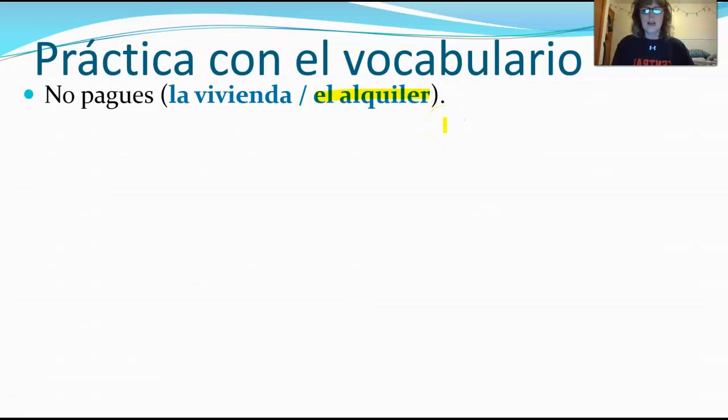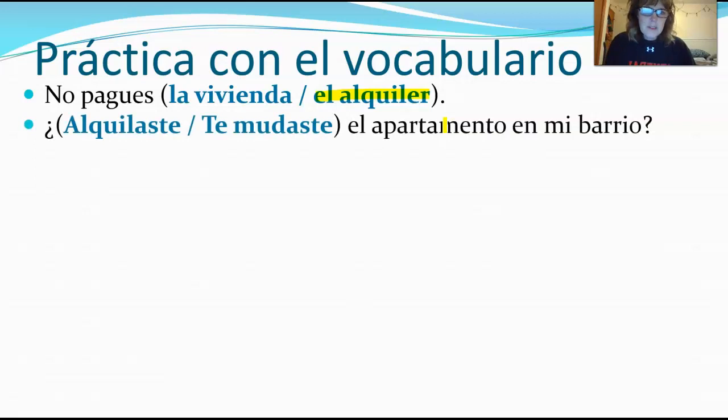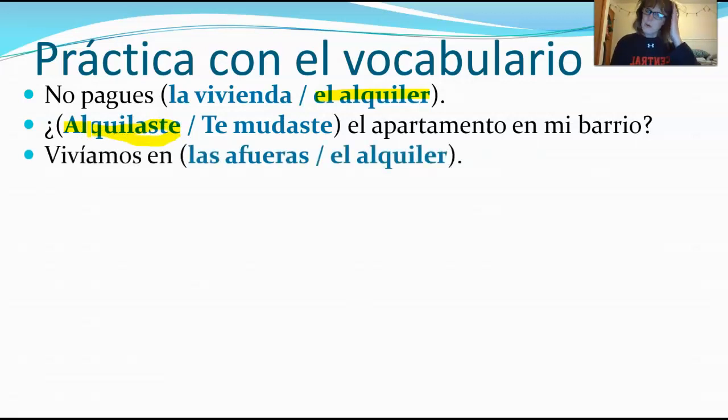¿Alquilaste el apartamento o te mudaste el apartamento en mi barrio? ¿Qué piensan? Alquilaste. Did you rent the apartment in my neighborhood, en mi barrio? Next one. Vivíamos en las afueras o vivíamos en el alquiler? Vivíamos en las afueras. We used to live in the suburbs, out there, in the outskirts. Afuera is outside of something, so en las afueras, you're outside of the city.